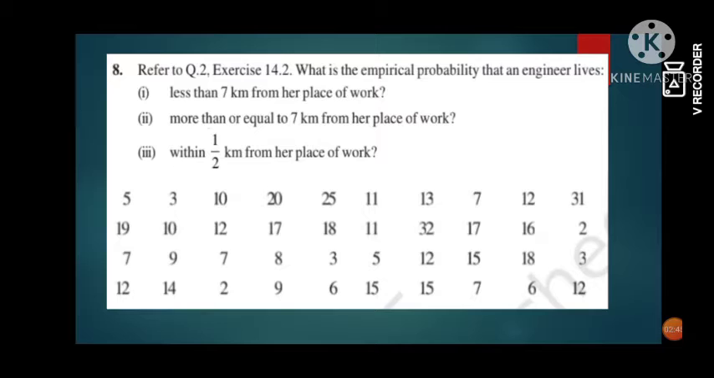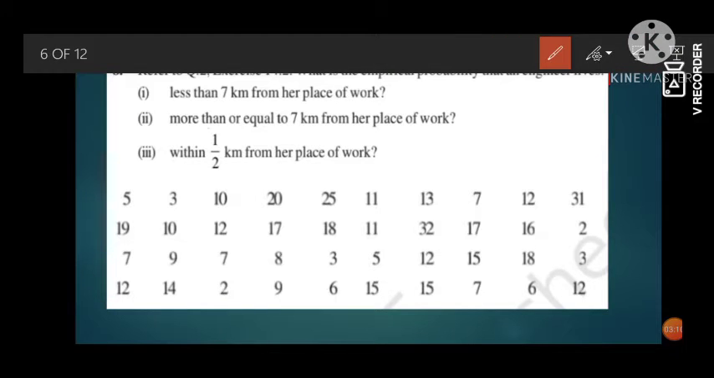Now let us move on to sum number 8. In sum number 8, it says, refer to question number 2 of exercise 14.2. 14.2 is a statistics chapter. So we have to refer to the data given in question number 2 of exercise 14.2. What is the empirical probability that an engineer lives less than 7 km from her workplace, more than 7 km from the workplace, within half kilometer from her workplace?